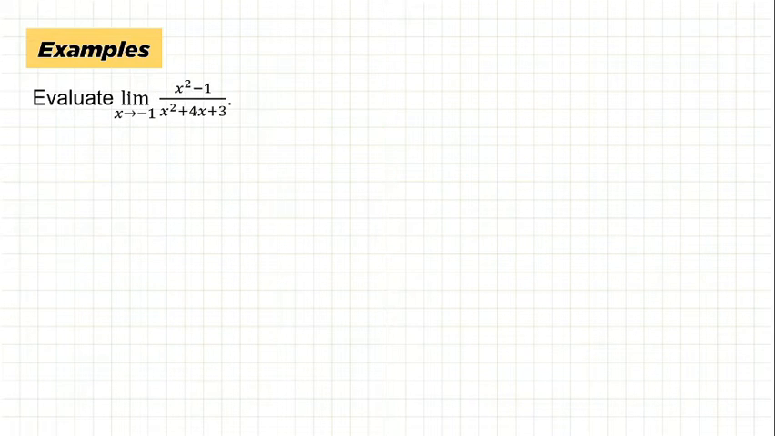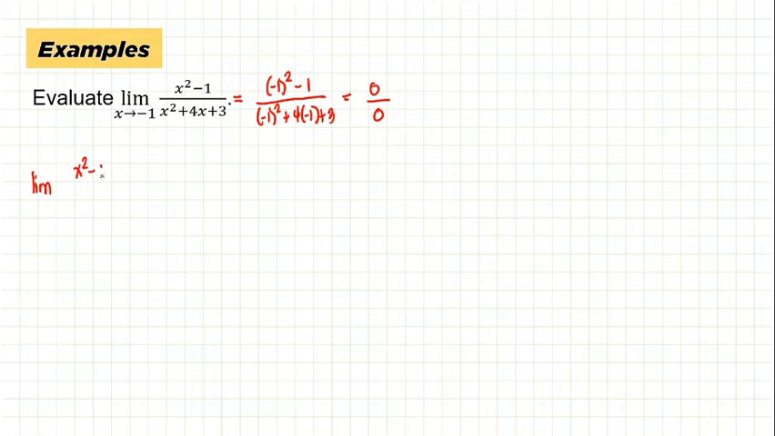Ito. So, let's try first if this will lead to 0 over 0. So, we will have negative 1 squared minus 1 all over negative 1 squared plus 4 times negative 1 plus 3. And this is 1 minus 1, 0 over 1 minus 4, so negative 3 plus 3, you have 0. Again, we have an indeterminate form. So we will do factoring or rationalizing. In this case, factoring lang yung pwede natin gawin.